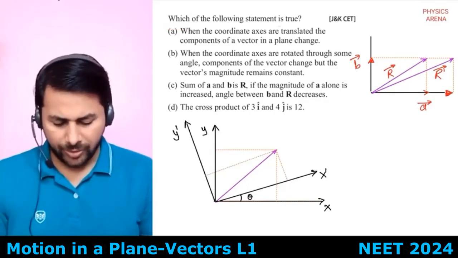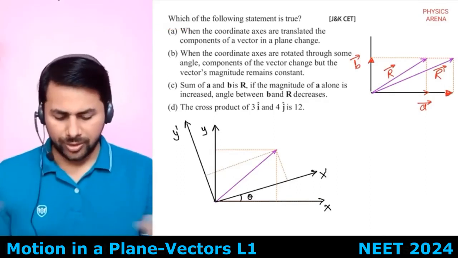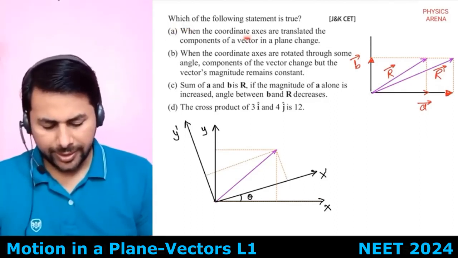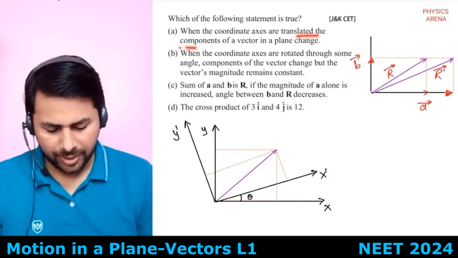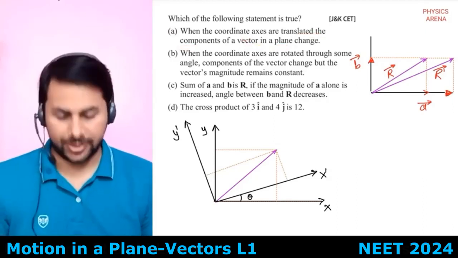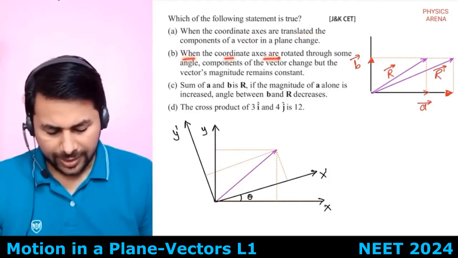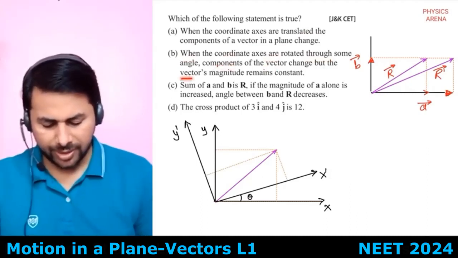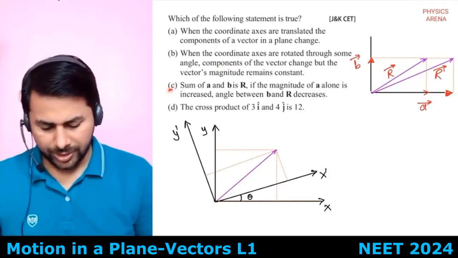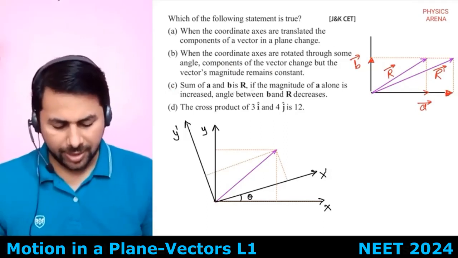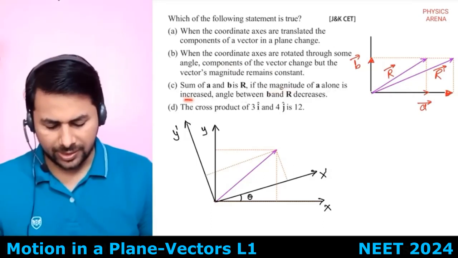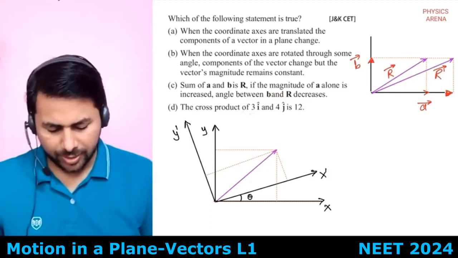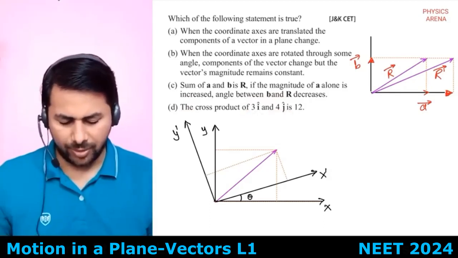Which of the following statements is true? Option A, when the coordinate axes are translated, the components of a vector in a plane change. Option B, when coordinate axes are rotated through some angle, components of a vector change, but the vector's magnitude remains constant. Option C, the sum of A bar and B bar is R bar. If the magnitude of A bar alone is increased, the angle between B bar and R bar decreases. And option D, the cross product of 3i and 4j is 12.